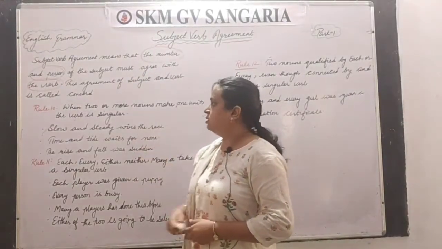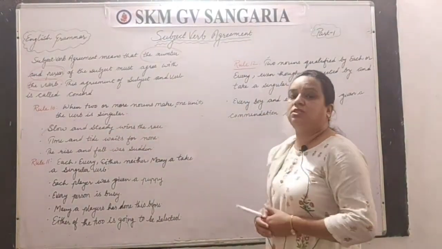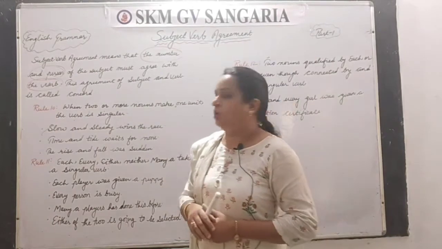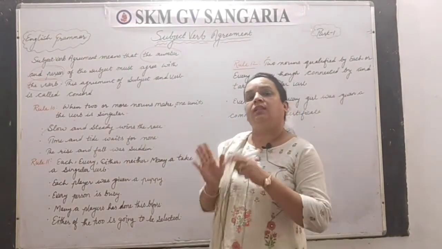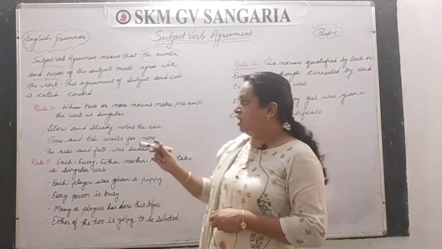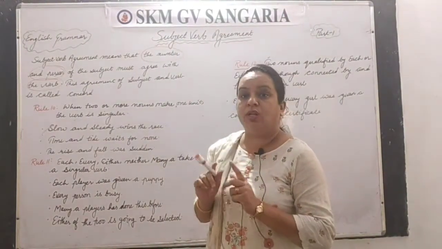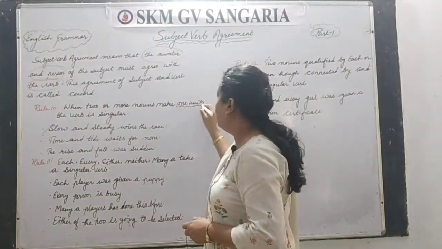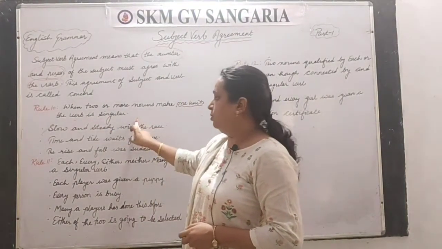Rule number 10 says, when two or more nouns make one unit, the verb is singular. As I have told you earlier too, when we talk about two subjects, then that case is different, like Ram and Shyam are good friends. But here, when two or more nouns make one unit only, you have to take care. The verb is which one? Singular verb we use here.